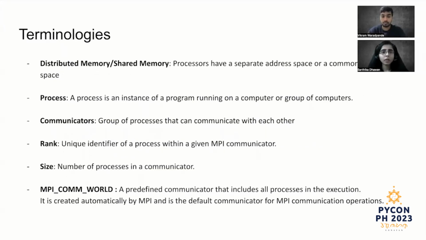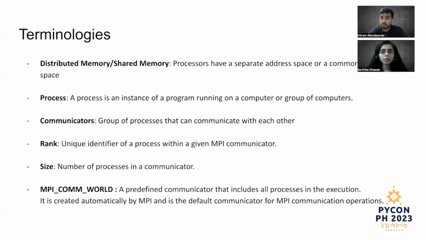Before proceeding further, we would like to discuss some basic terminologies that will be used in the future slides. First are distributed memory and shared memory. As you might have guessed by the name, distributed memory has separate address spaces and shared memory has a common address space. Next is process. A process is an instance of a program running on a computer. In MPI, multiple processes can run on separate nodes or computers in a cluster, and they work together to solve a problem in parallel. Then there is communicator. A communicator is a group of processes that can communicate with each other in MPI.